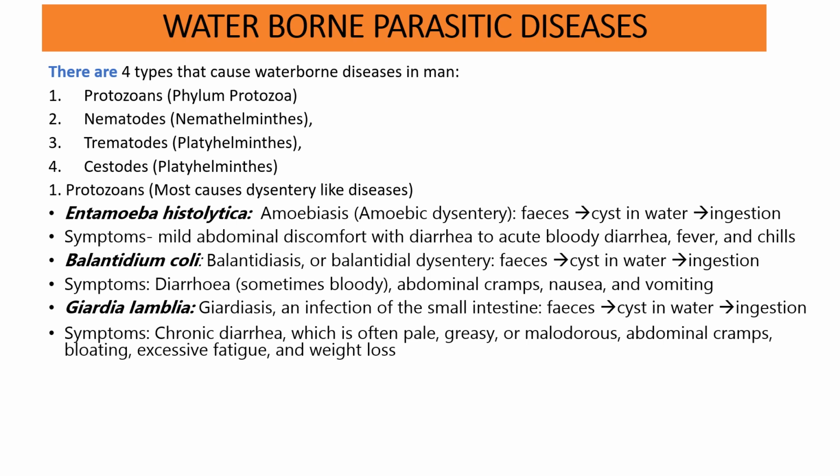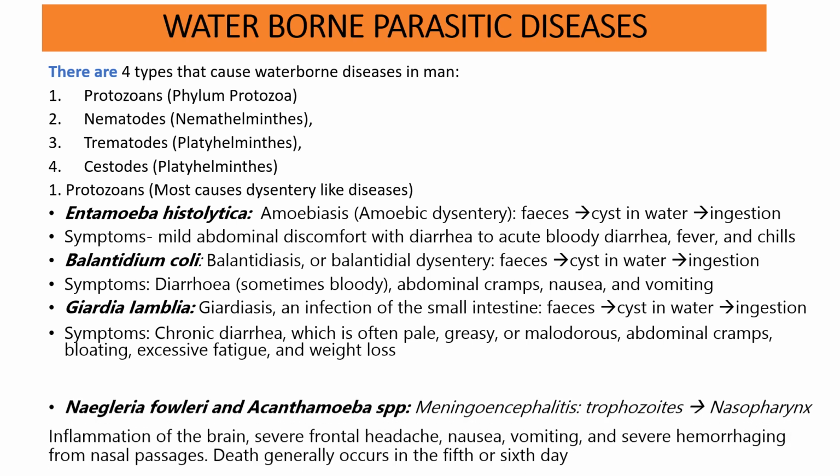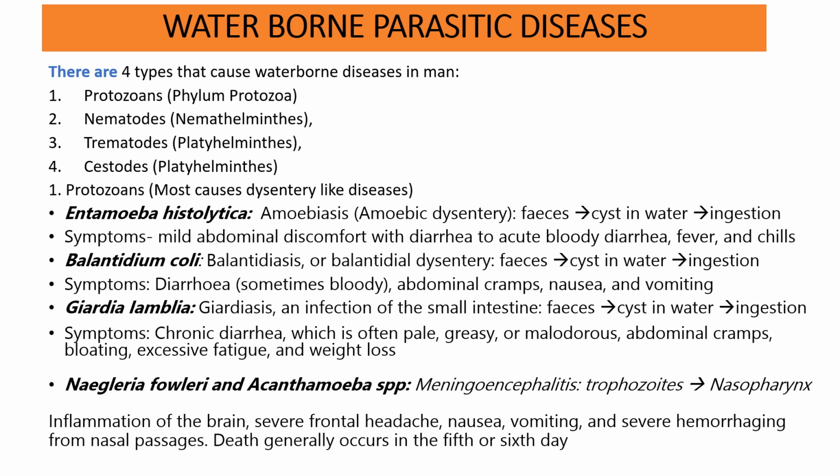Now, the fourth category, which we are going to talk about, the Naegleria fowleri and Acanthamoeba species. I decided to combine these together because they cause neurologic diseases, which is called amoebic meningoencephalitis. The disease is transmitted through invasion of the nasopharyngeal area by the trophozoite from contaminated swimming pools.